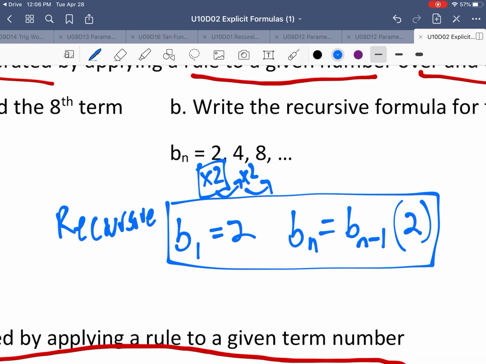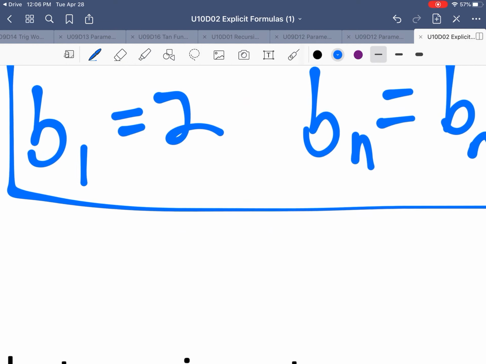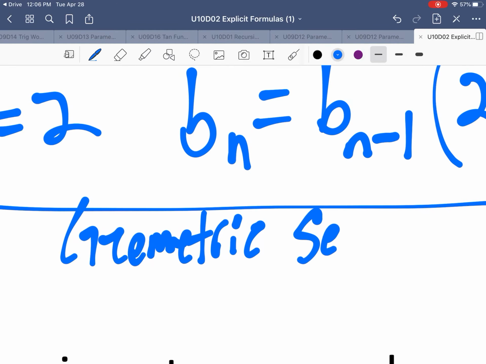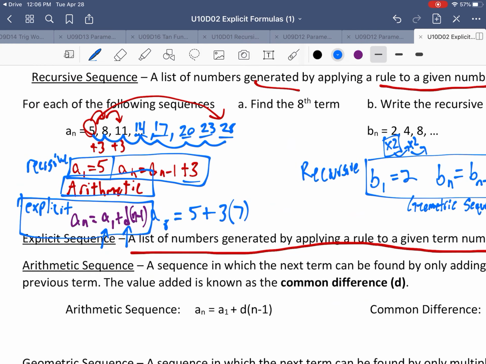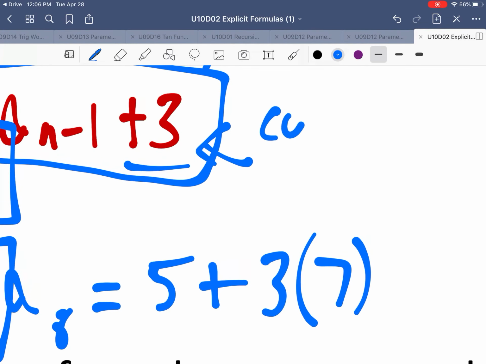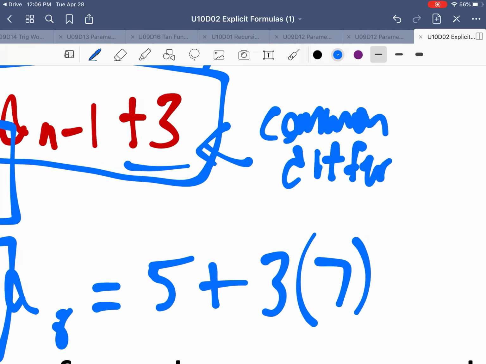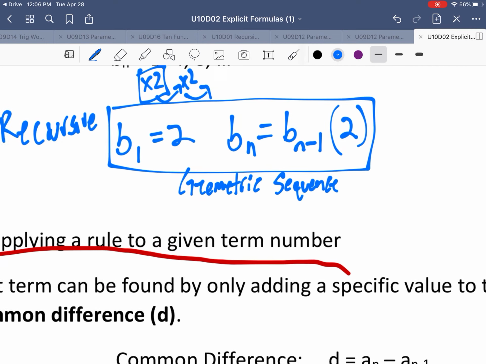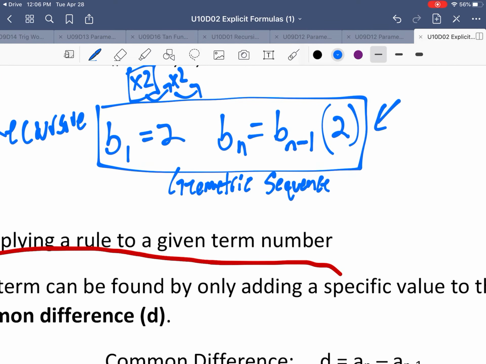Now, when we have a rule that's just multiplied by a number, we call that a geometric sequence. So if we just add, that's an arithmetic sequence. The number we add is called the common difference. And the explicit formula looks like this. In a geometric sequence, we multiply by a certain number. We call this the common ratio.